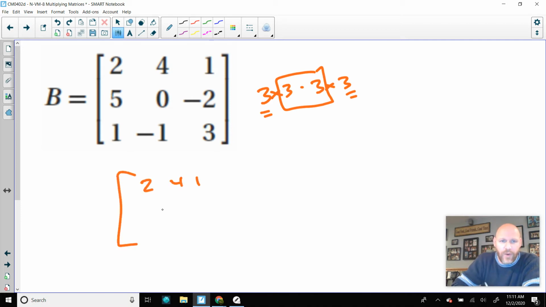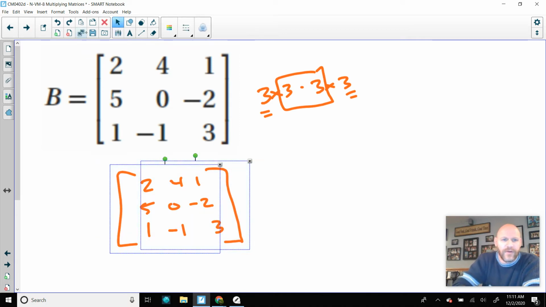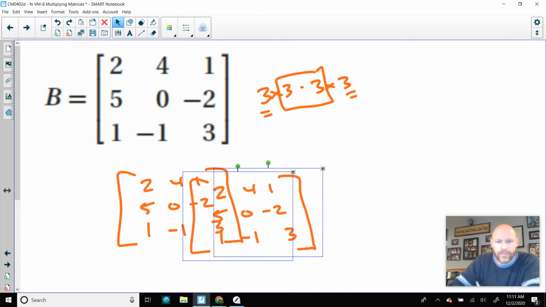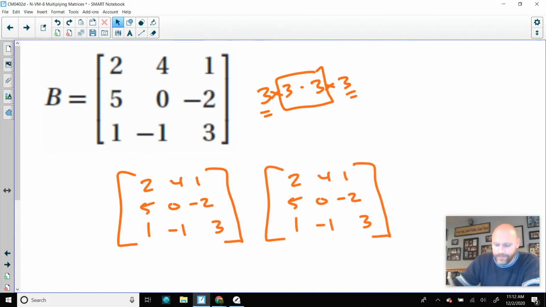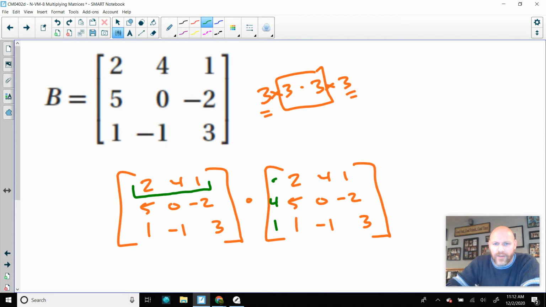So we got a 2, 4, and a 1, 5, 0, negative 2, 1, negative 1, and 3. We do have that 0 in the middle. That'll make some of the math nice and pretty. But let's go ahead, and I'm going to cheat for just a second. I'm going to grab all this stuff and clone it, bring it over here, and we'll multiply that together. So times all that fun. So the first thing I'm going to do is grab this row, pick it up, walk it over, and drop it in so that I have a 1, a 4, and a 2. I'll multiply all of those and then add them.